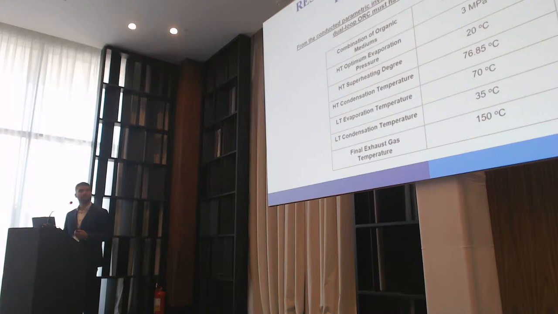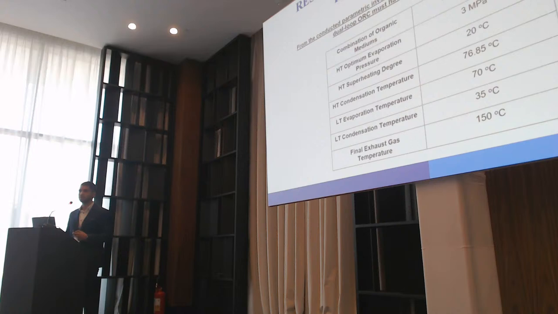From the conducted parametric investigation, it is concluded that the dual loop ORC system must have the following parameters. The optimum combination of organic mediums is R245fa for both loops. The optimum evaporation pressure of the high temperature loop is 3 MPa. The optimum superheating degree of the high temperature loop is 20 degrees Celsius.